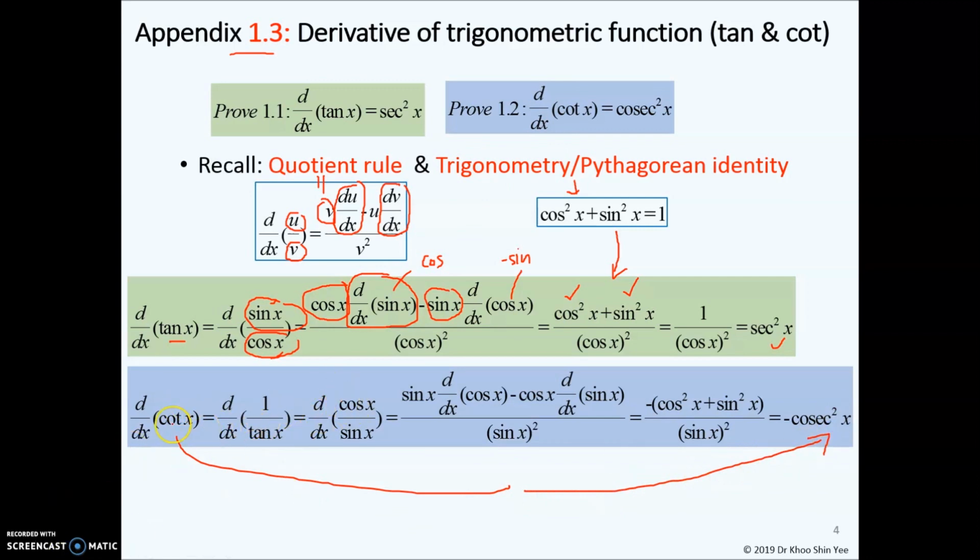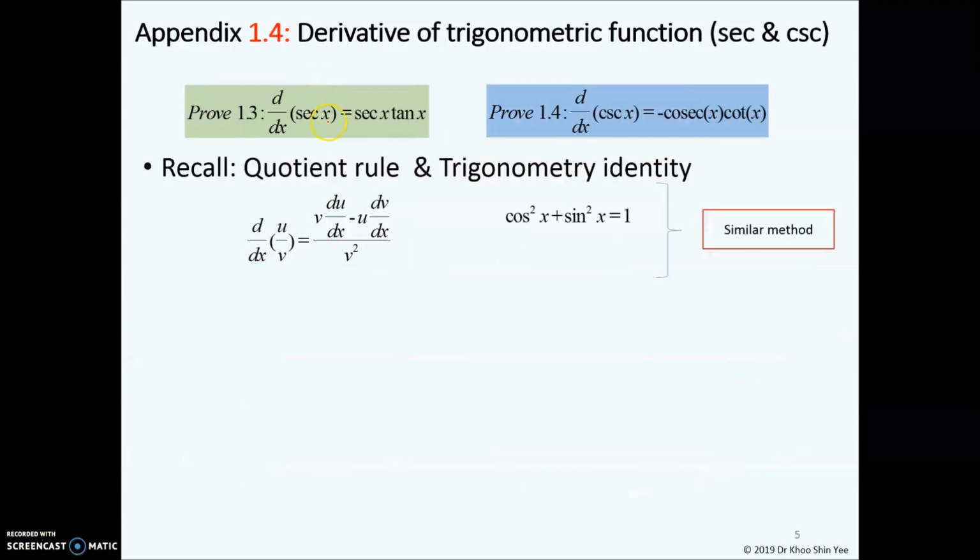You can see firstly cotangent is 1 over tangent, which is equal to cos over sine, and then we apply the quotient rule, we get this. After you differentiate, you get something like this, and apply the identity, this thing equals 1, so you get negative 1 over sine squared x. 1 over sine is cosecant, therefore you get this final answer. So we say that if you differentiate secant, you get secant tangent, and if you differentiate cosecant, you get negative cosecant cotangent. We can use a similar method for the derivation.